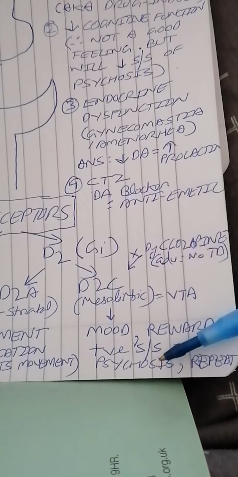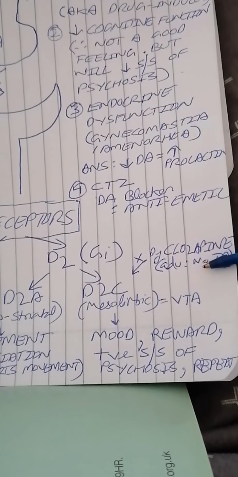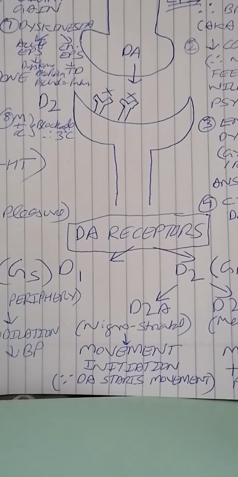It also causes psychosis, like hallucination and those kinds of things. So D2C can be blocked by clozapine. All right, so this is all about the dopamine receptors.